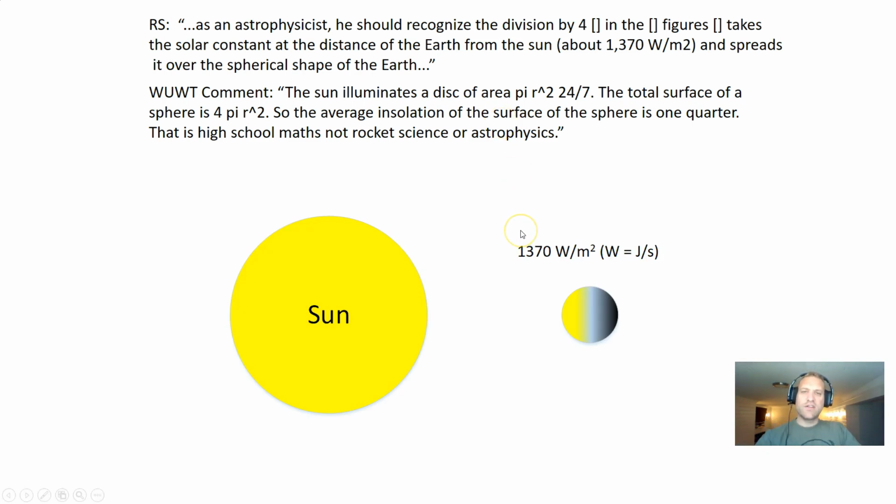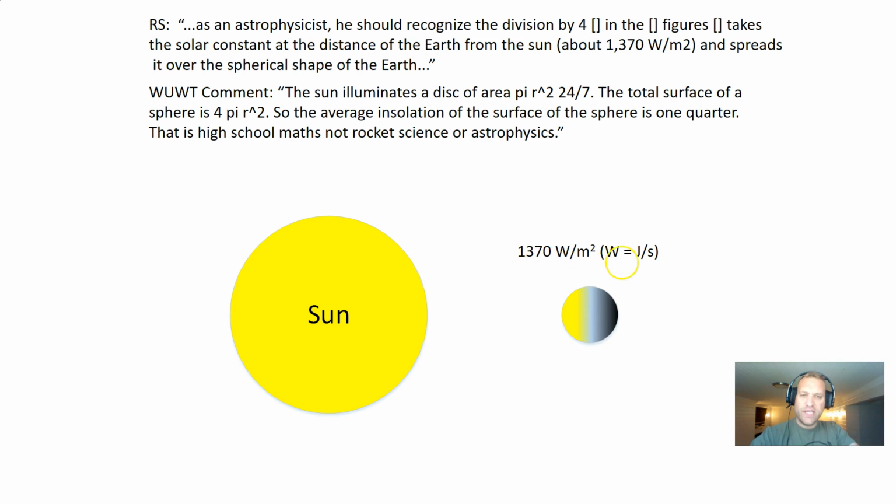So this is not a scale drawing, but it shows the basic idea. Here we have the Sun, and here's the Earth. And what happens with the Earth? What happens with the Earth is sunshine falls on one hemisphere at once, at any time, ever. That's all that ever happens for the Earth.